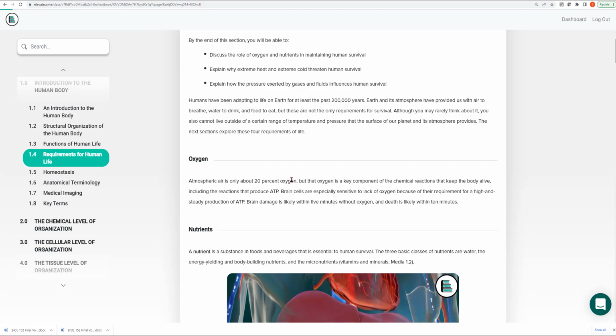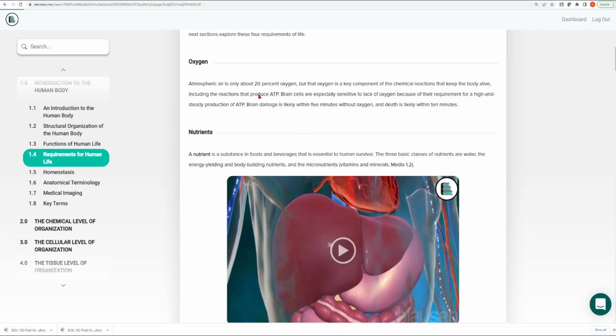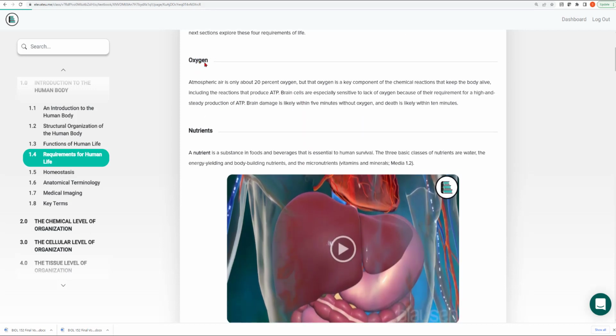So a brain that doesn't get blood or oxygen is having a stroke. A heart that isn't getting oxygen or blood is having a heart attack, and those are devastating to those organs. All living cells and things, we need nutrients, right? We need to take in food and get energy from that.